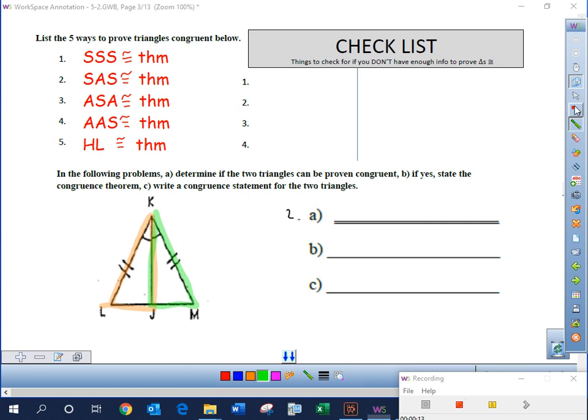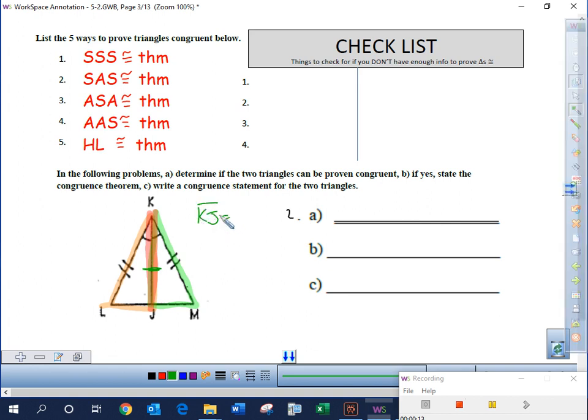So here's the first thing to look for. Did you see that when I highlighted these triangles, both orange and green, that this segment right here was orange and green at the same time? It's like shared amongst the two triangles. So what we're legally allowed to do is put a tick mark on that. Depending on how many you need, I can use a single tick mark this time, but this side, segment KJ, has to be congruent to itself. And we learned that a while back. It's been a while, but that's because of the reflexive property of congruence.